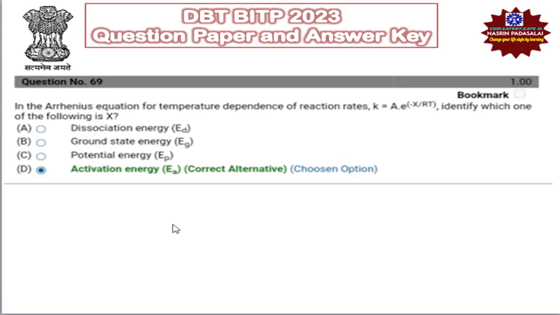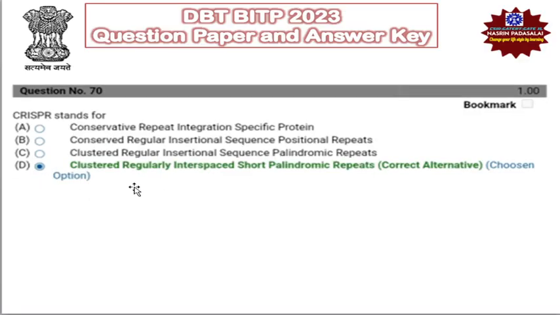Next, in the Arrhenius equation for temperature dependence of reaction rate, K is equal to, they have given the equation. If you know the Arrhenius equation itself, you can give the correct answer for this question. Here they are asking, what does this X signify? X signifies the activation energy, Ea. So the correct answer for this question is activation energy.